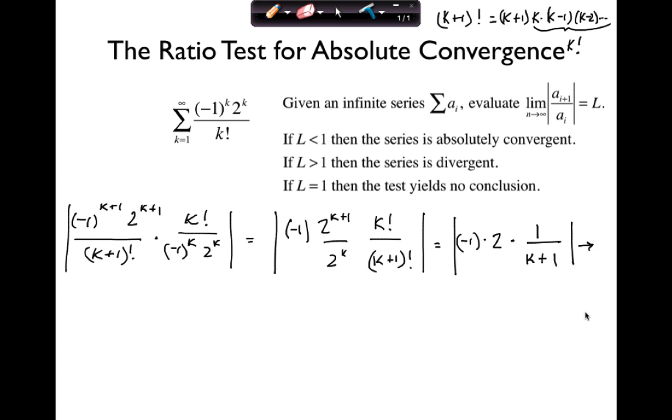As k gets big, what do we have? Super easy sequence to analyze. What is it? Goes to 0 as k gets big. Conclusion? Therefore, the series what? Converges absolutely, because 0 is less than 1.